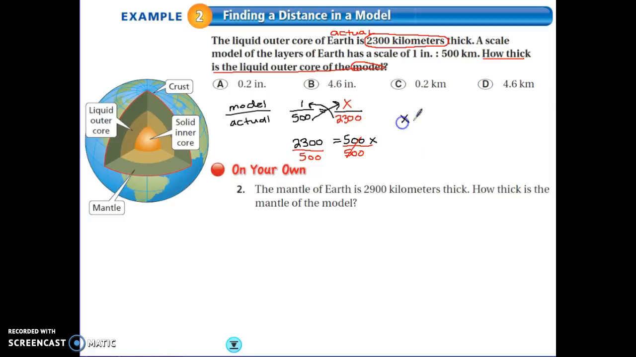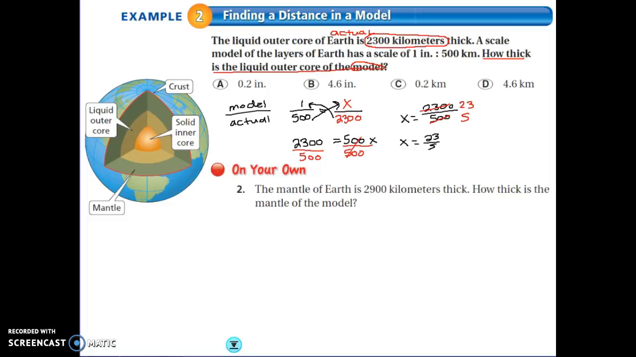X is equal to 2,300 over 500. I can reduce this by dividing the top by 100. I get 23. And the bottom, when I divide by 100, I get 5. So x is equal to 23 over 5. Now I can't reduce this anymore, so what I need to do is see which of my values, A, B, C, or D, is this equivalent to.